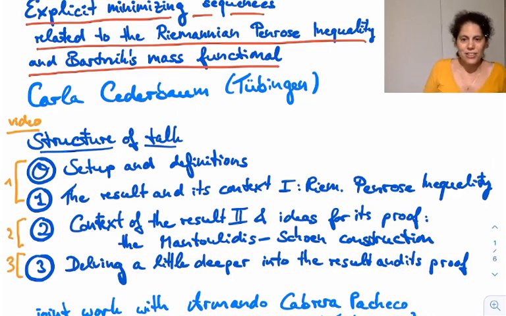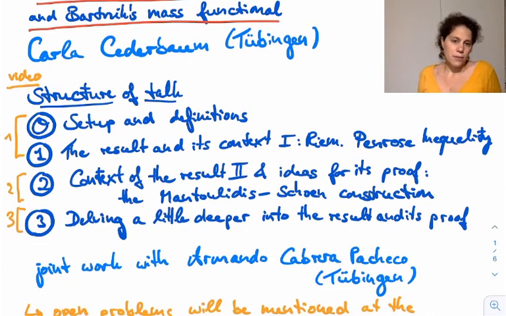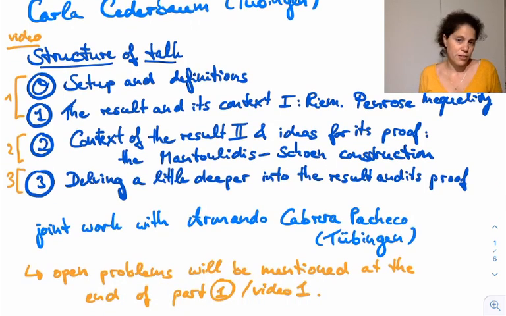That's the context, not the result. In video 2, part 2 of the talk, I'll talk about the second part of the context of the result and also about ideas for its proof, based on the Mars-Lewis chain construction that I'll explain. And in the third part, we'll delve a little deeper into the result and into its proof. This is joint work with Armando Pacheco from Tübingen. And for those of you looking for interesting problems to work on related to the project I'm describing here, I'll mention some open problems at the end of this first video, at the end of part 1.